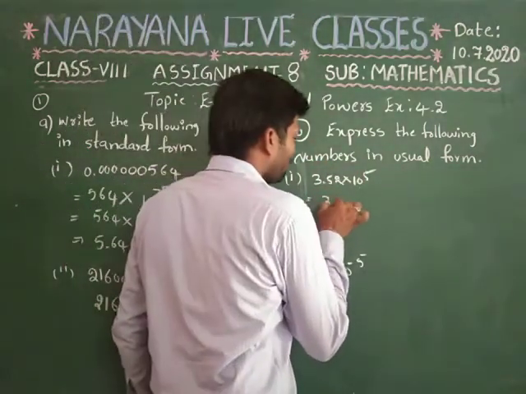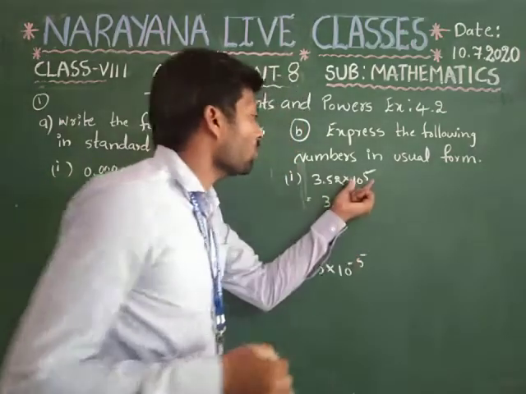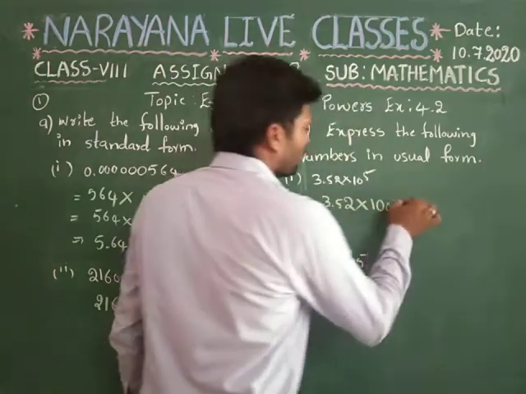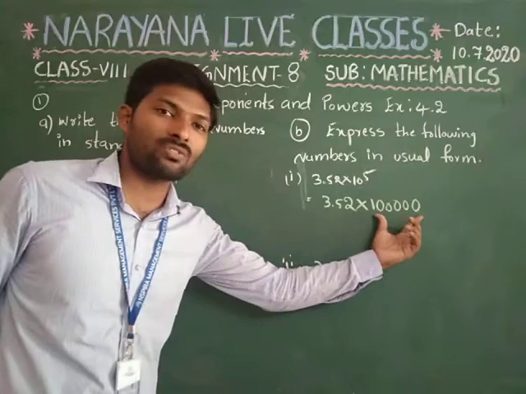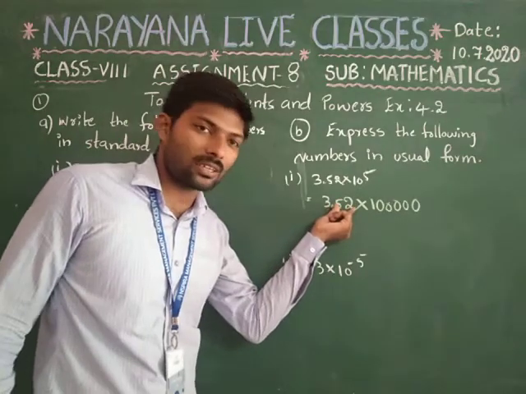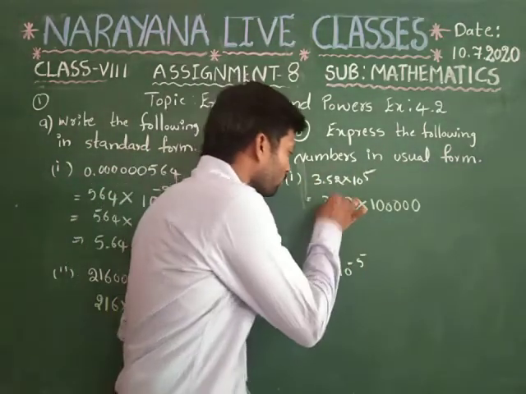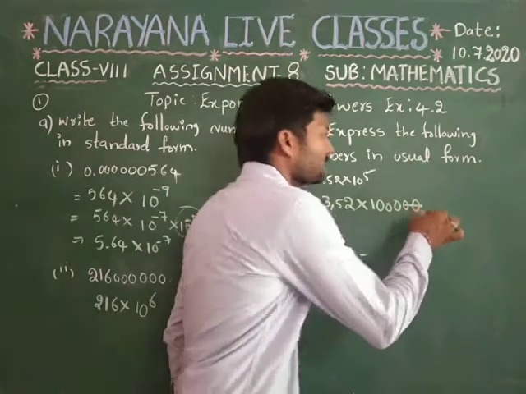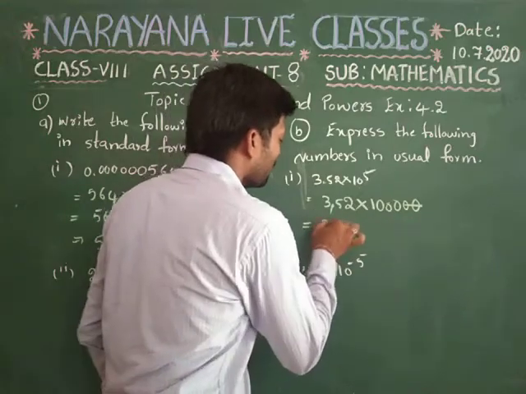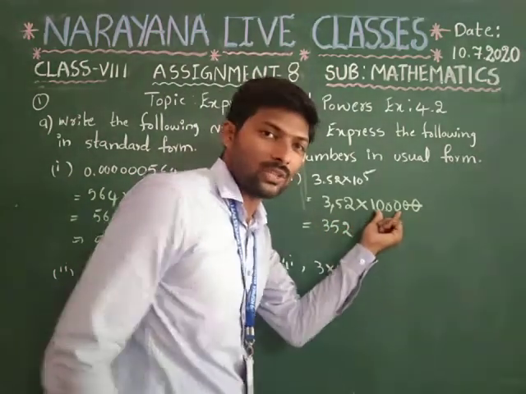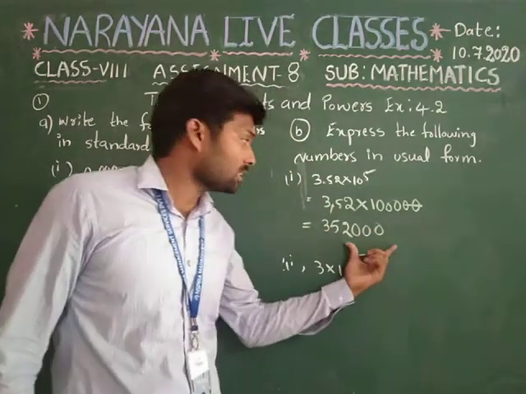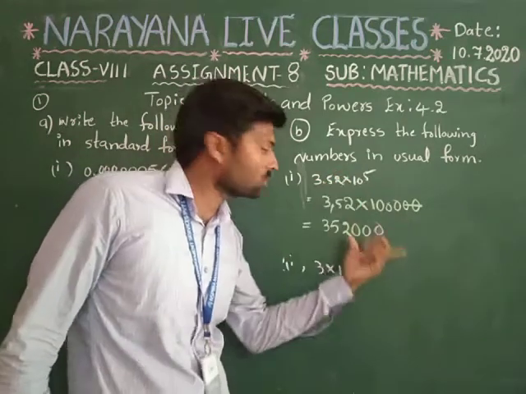So I will write 3.52 into, and there are 5 zeros: 1, 2, 3, 4, 5. Here there is one decimal point. After the decimal point there are 2 digits, so if I remove the decimal point, 2 zeros get cancelled. It can be written as 352, and the leftover zeros are 3 zeros: 0, 0, 0. So this is 3,52,000. This is how we convert standard form to usual form.